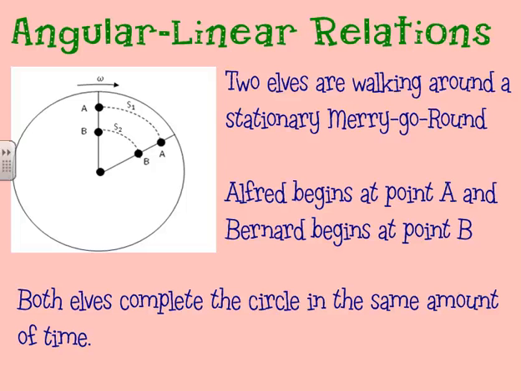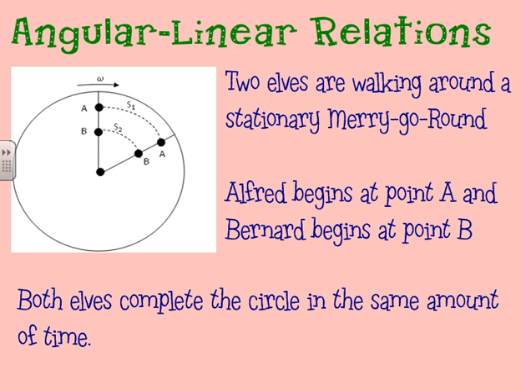In this video, we're going to be learning about how to convert between angular and linear quantities. We're going to start off with a short scenario. There are two elves walking around a stationary merry-go-round. The two elves are named Alfred and Bernard. Alfred begins at point A, as you can see on the circle here, and Bernard begins at point B. Both elves complete the circle within the same amount of time.